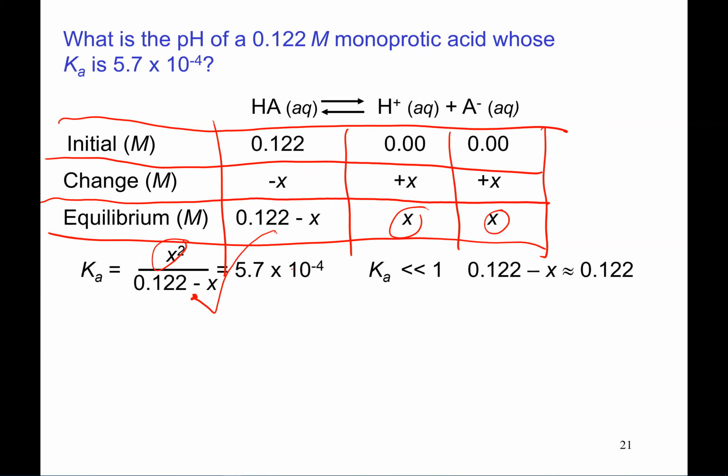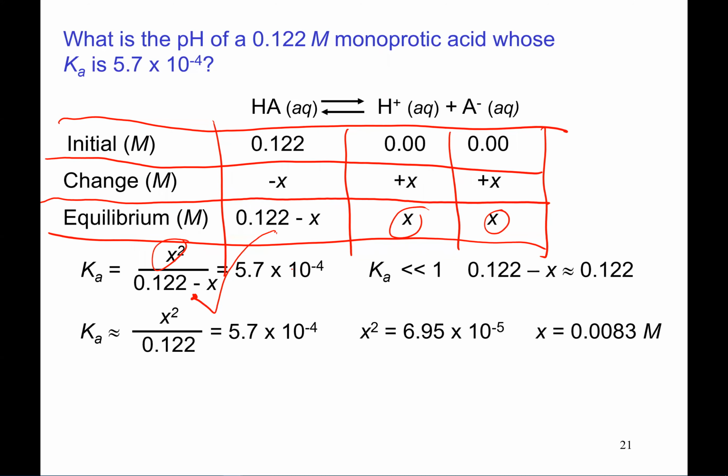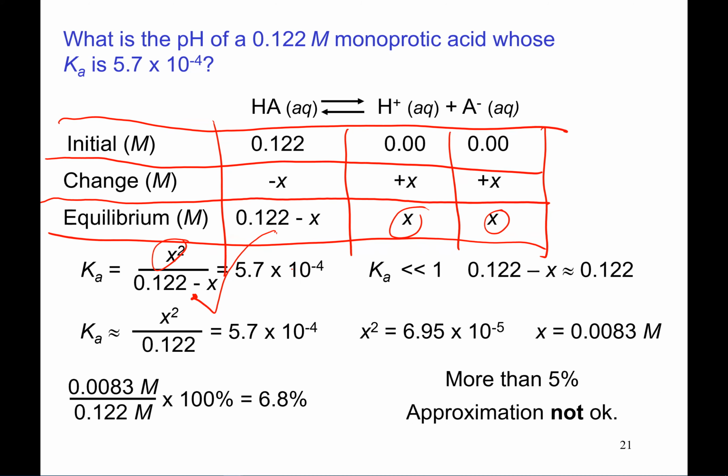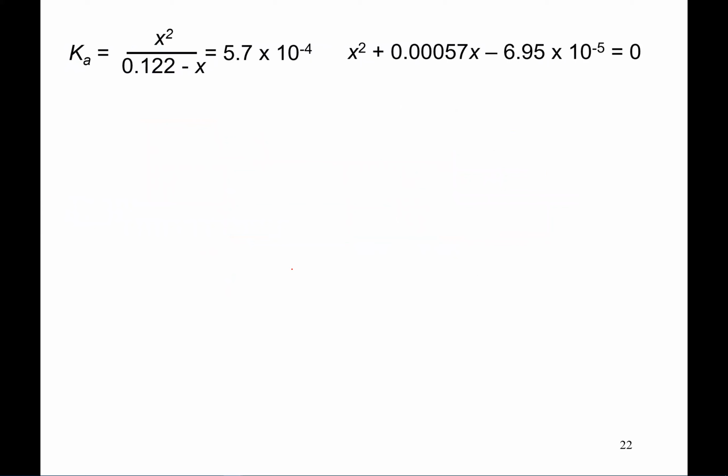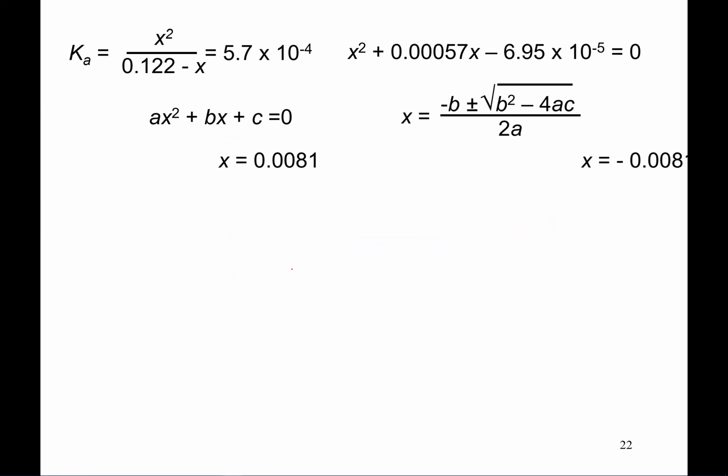The Ka is much less than 1, so the approximation works. You plug the values in there and you get X is 0.0083. But that's a 6.8% difference. It's not okay in this case. So you've got to use, again, the quadratic equation. And here you just plug the values into the quadratic equation, and you get X equals 0.0081.